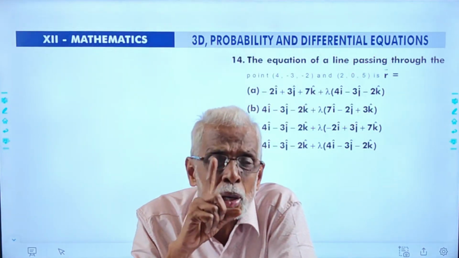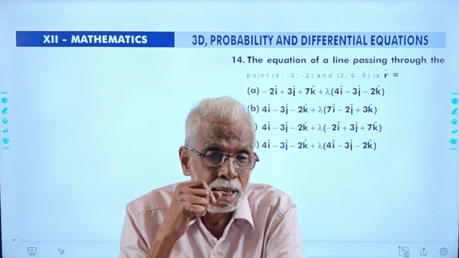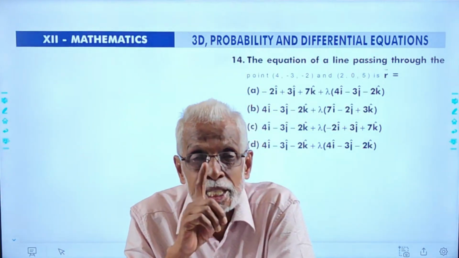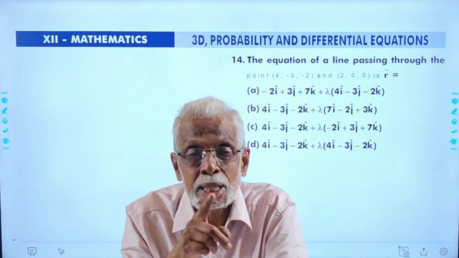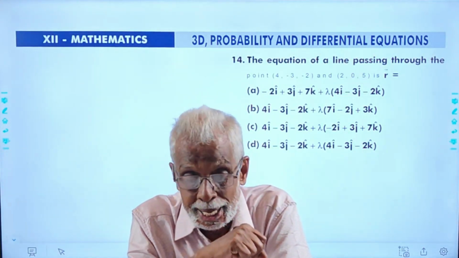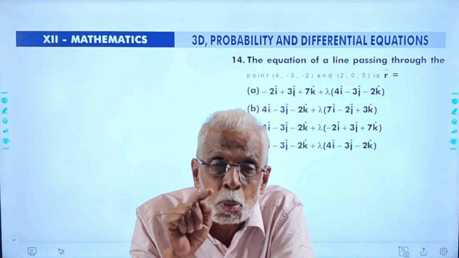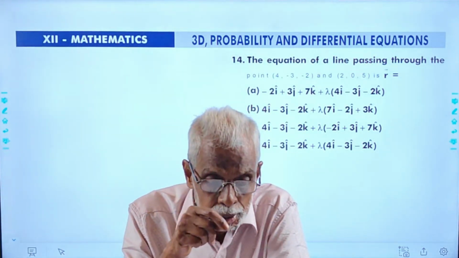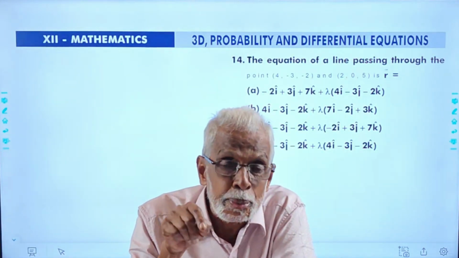We are given 2 points on the line. In order to find the equation of a line, we need a point on the line plus direction ratios of the line. Here we are given 2 points. We can take any one of the 2 points, and direction ratios can be found out.